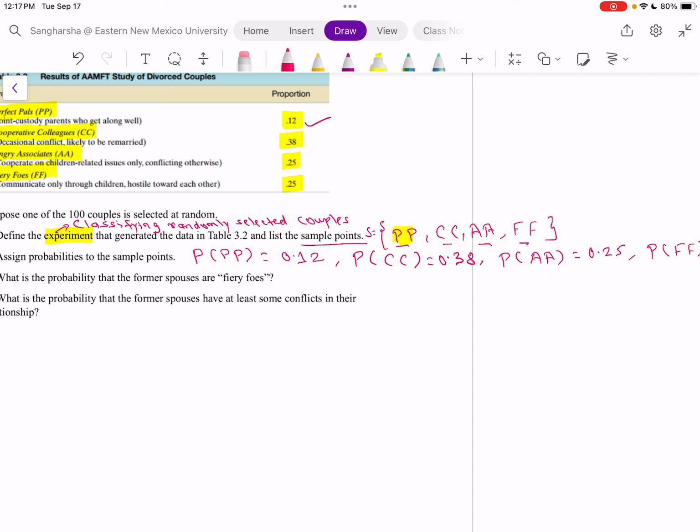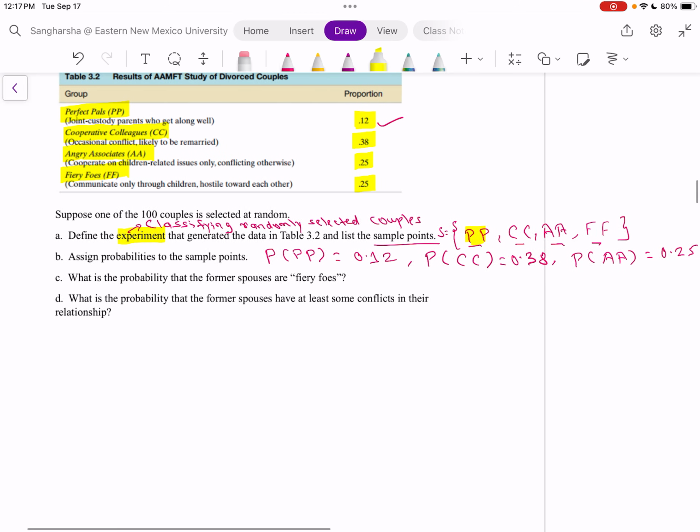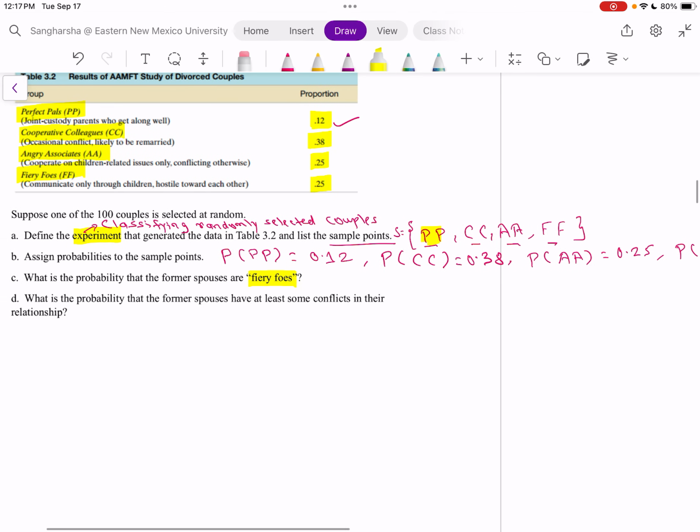Do you have a question up to here? Okay, now once we assign the probabilities to each sample point, we are asked a question here. What is the probability that the former spouses are FF? Can you tell me that from the table, or do we already have that answer? It is given to us, which is 0.25. So there is nothing we need to calculate. It's 0.25.